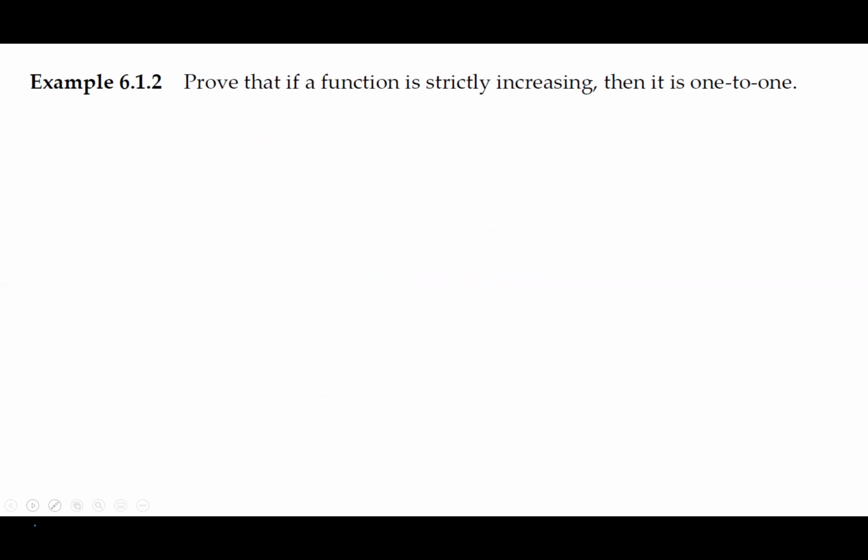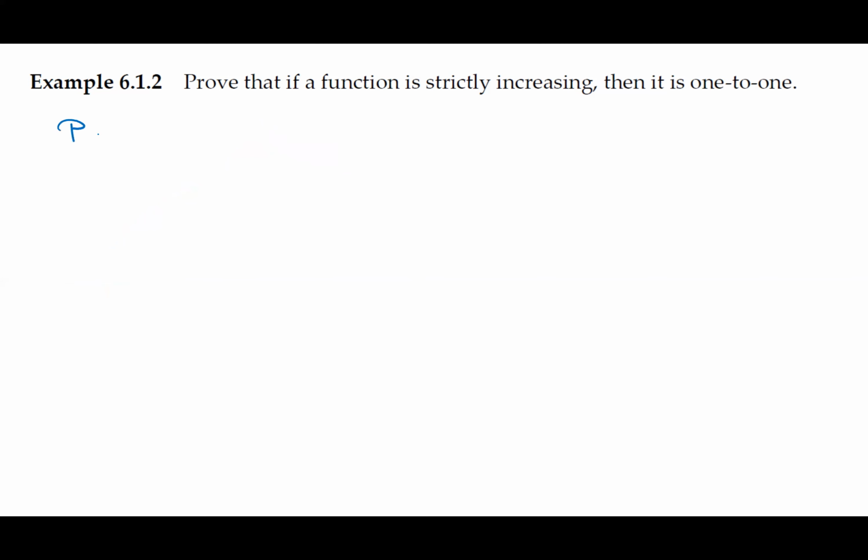So let's prove that if a function is strictly increasing, then it is 1 to 1. Let's think about what this means. I think there's an intuitive picture. If you see an increasing function, maybe this is my x-axis, then you just see that as you move right, the y values move up. And so they can't share a value. Once you increase the x value, you're going to also increase the y value. They won't be the same.